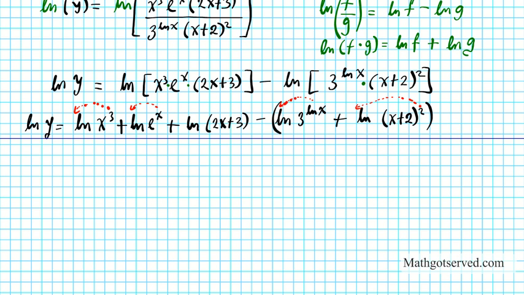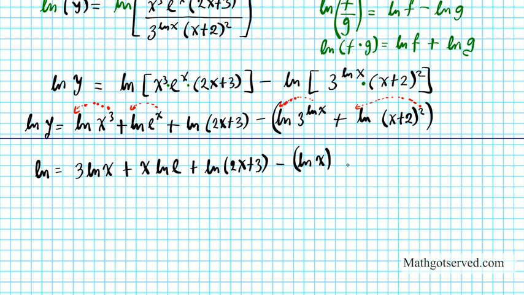We're going to have the natural logarithm of y equals ln 3 times ln x, plus x times the natural logarithm of e, plus the natural logarithm of 2x plus 3, minus the natural logarithm of x. This whole power becomes what you're going to be multiplied by, the coefficient of ln of 3.